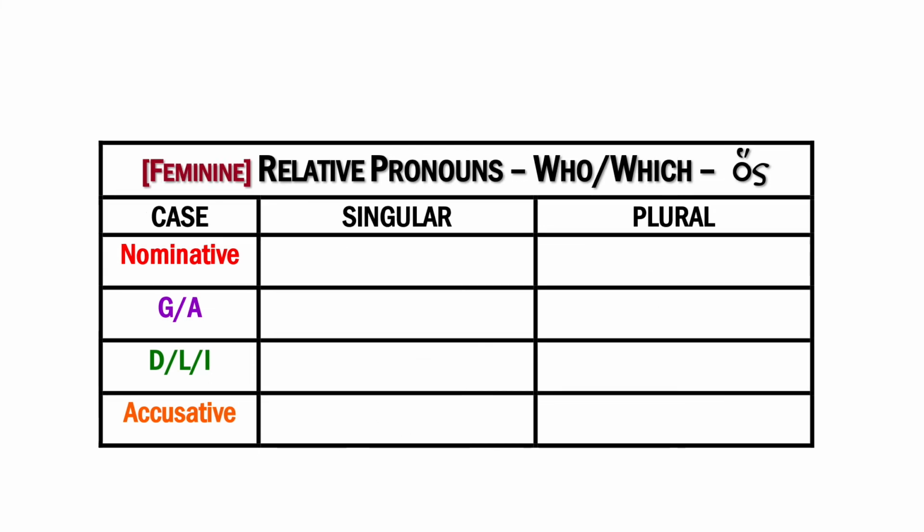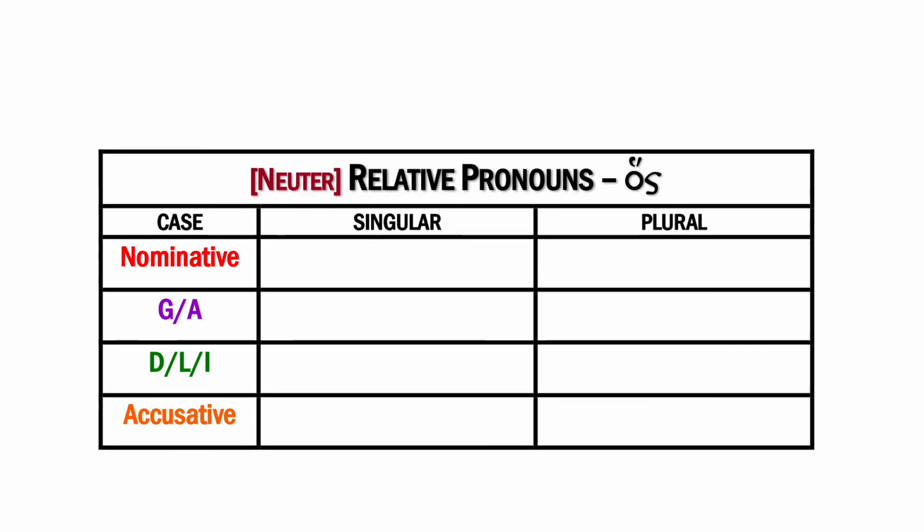Now moving on to the feminine relative pronoun who and which, which starts out with hey, heis, hey, hain, and the plural hey, hon, heis, has. And how about the neuter form of the relative pronoun? Ha, hoi, ho, ha. And the plural form ha, hon, hois, ha.